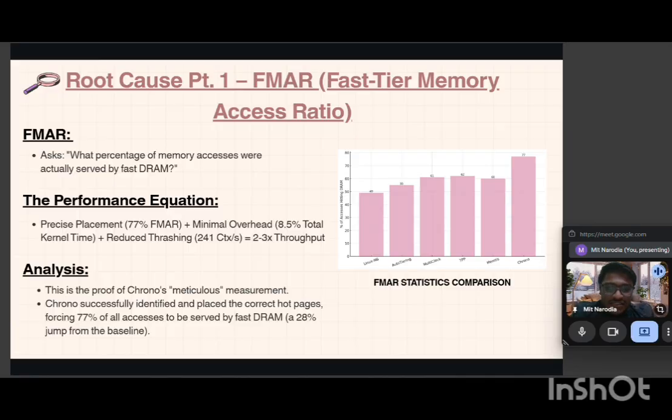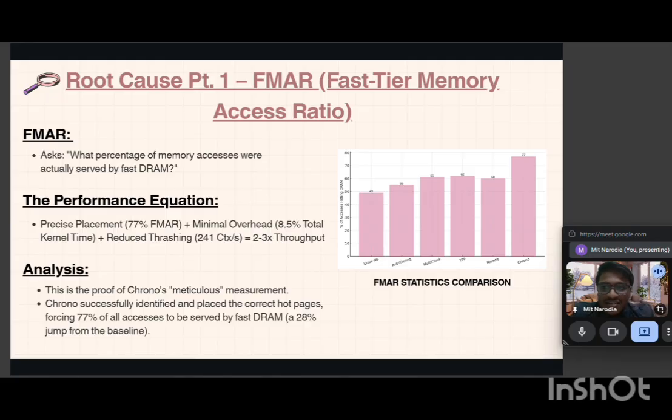So this slide is basically the proof. It shows why Chrono is so fast. We are looking at a metric called FMAR. This is simple. It just asks what percentage of memory accesses actually went to the fast DRAM. And the results are very impressive. Look at the baseline Linux NP, only 49%. That means half of your accesses were going to the slow memory. And the other competitors are also stuck in the 50s and 60s. And look at Chrono, it is way up at 77%.